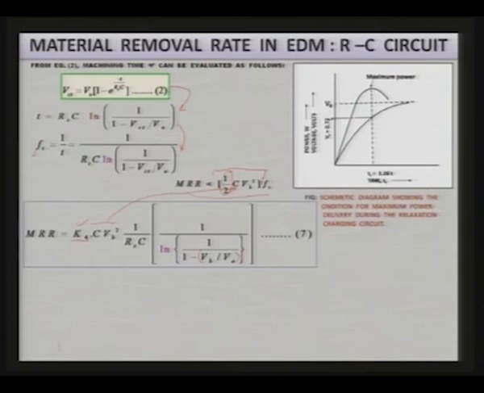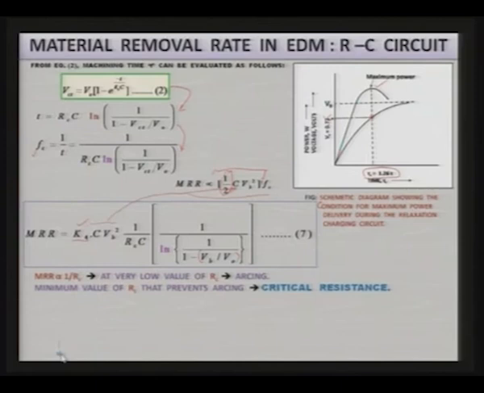Now, if you see the schematic diagram showing the condition for maximum power delivery during the relaxation charging circuit, as we saw in the earlier relationship, the maximum power delivery is going to be at x equal to 1.26, that is over here, and this occurs at 0.72 of the supply voltage. So, you can see that relationship shown over here, and this is the maximum power delivery.